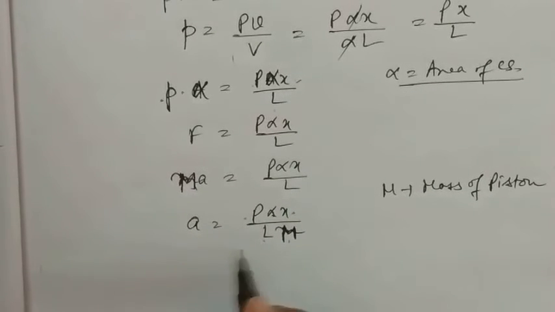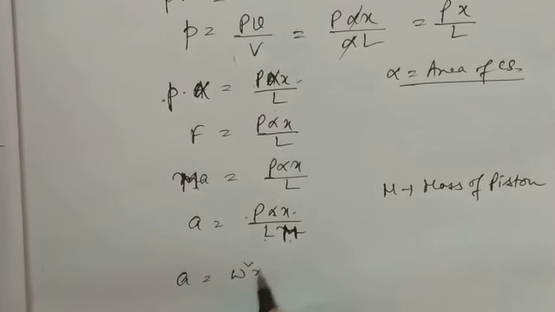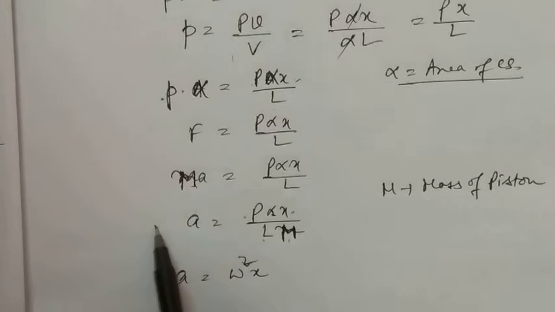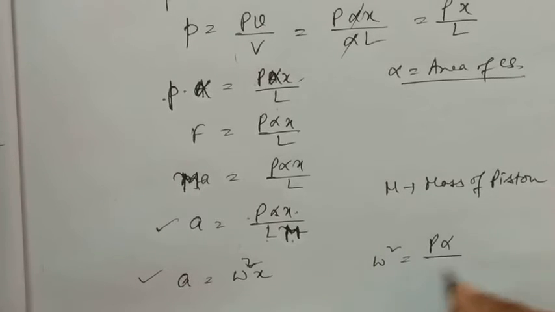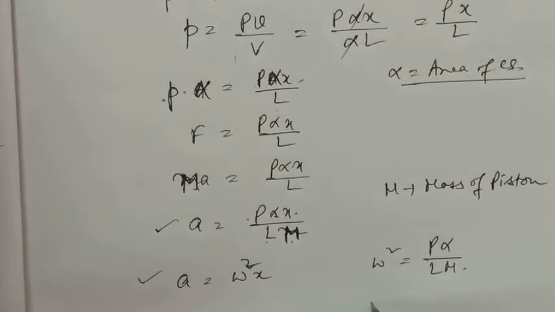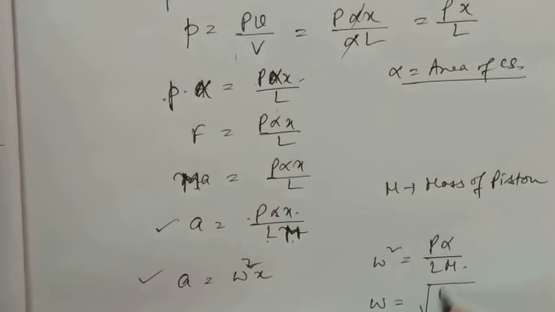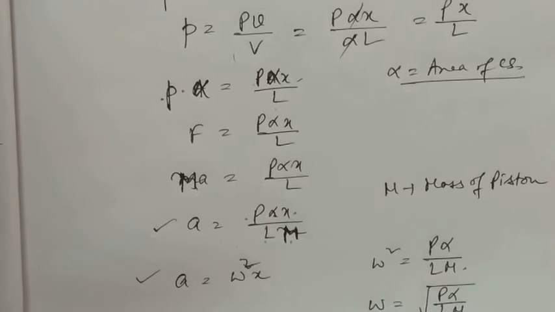So instead of writing this, we can write A is equal to omega square x. Comparing these two equations, we get omega square is equal to P alpha by L M, or rather omega is equal to the square root of P alpha by L M.